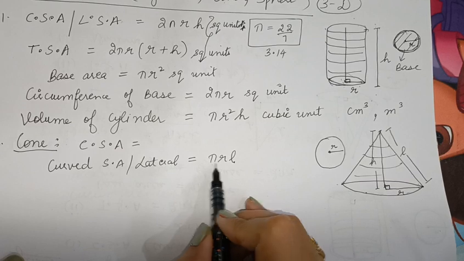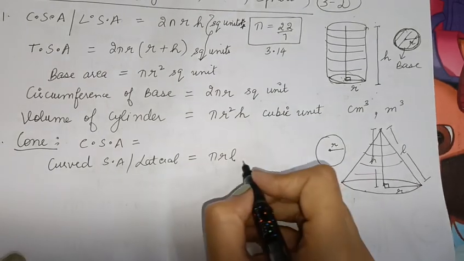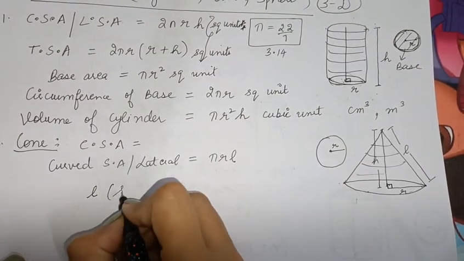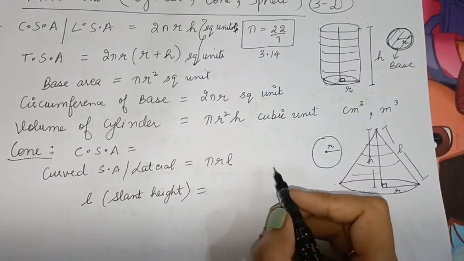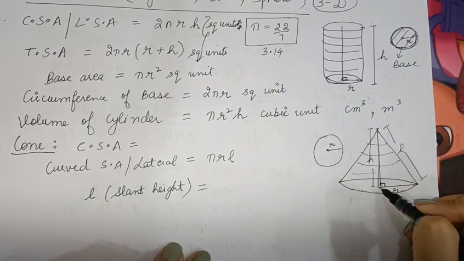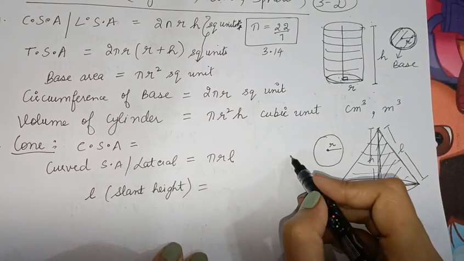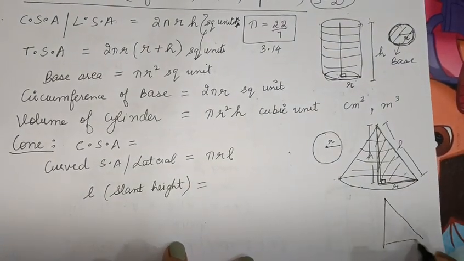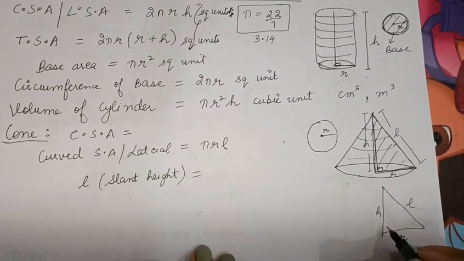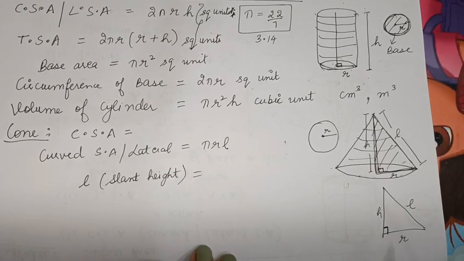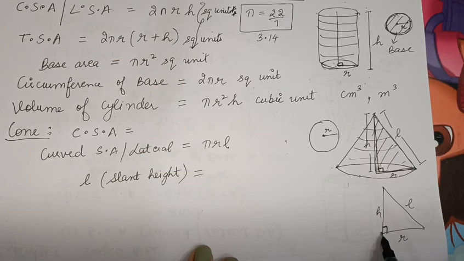Pi's value 22/7. r's value will be given to us, and l's value will also be given to us. Here l is the slant height. And you can see this part. This part is a right angled triangle. Here also I will draw it separately. It's a right angled triangle. So there is a relation between these three if we use the Pythagoras theorem.